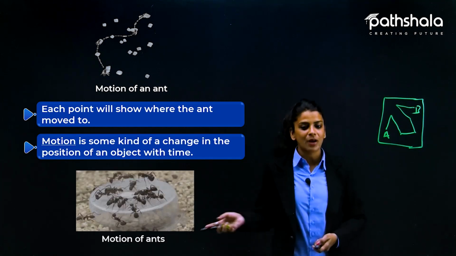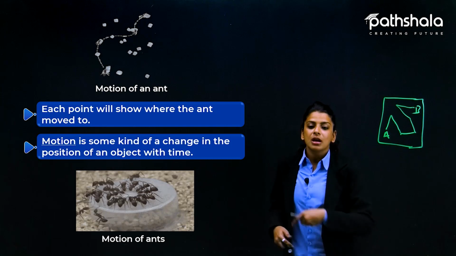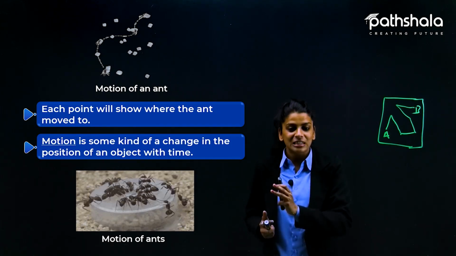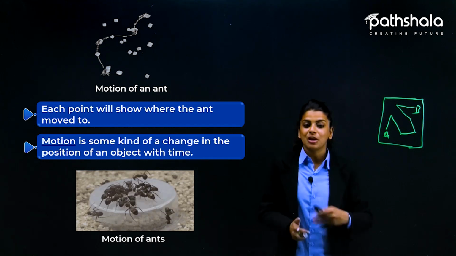So here is an animation of an ant moving in a random direction. With this depiction, you can see that the ant is changing its place from one position to another position with passing time.